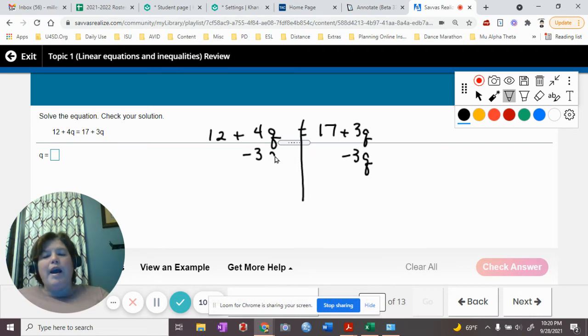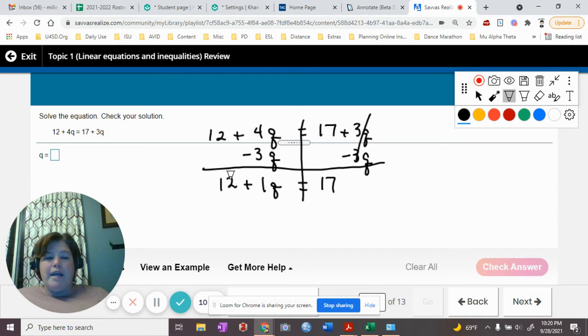I'm going to subtract 3q from both sides. So now on the left, I have 12 plus 4q minus 3q, which is 1q. And on the right side, we have 17. Now I'm going to undo my constant. It is a positive 12. I am going to undo that positive 12 by subtracting 12. And now I have q, because 1q is the same as q, equals 17 minus 12, which is 5.